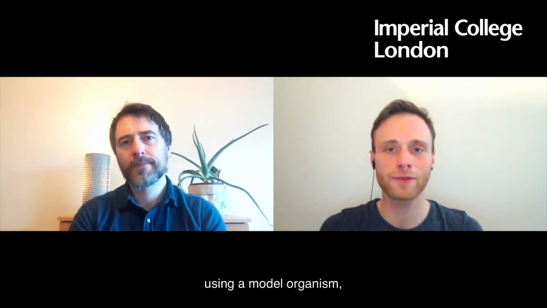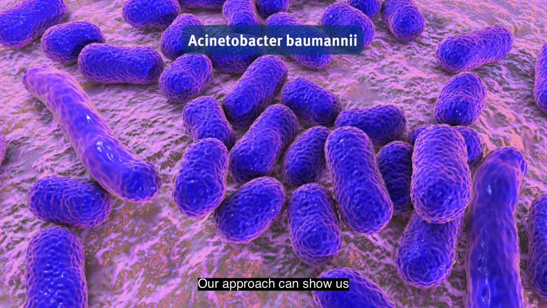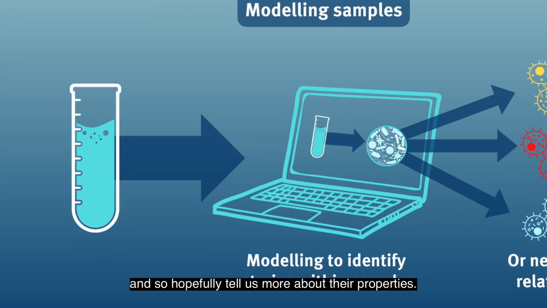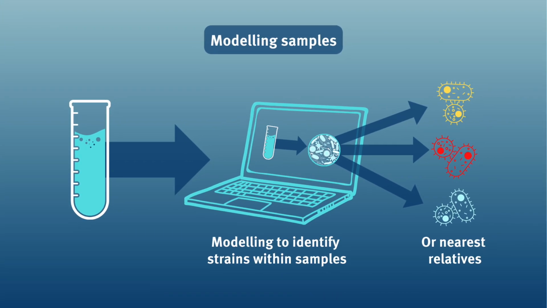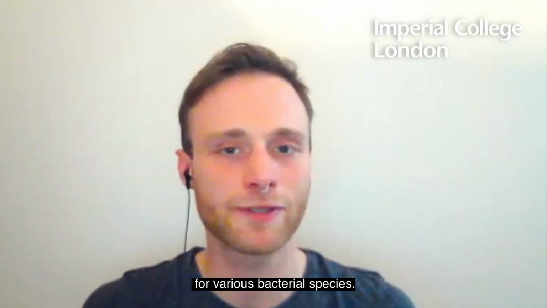Well, our work focuses on identifying what's in our environmental samples, using a model organism, a bacterial species called Acinetobacter baumannii. Our approach can show us which strains are present in a sample, or what their closest relatives are, and so hopefully tell us more about their properties. Ultimately, it will help us more accurately identify different strains within environmental samples for various bacterial species.